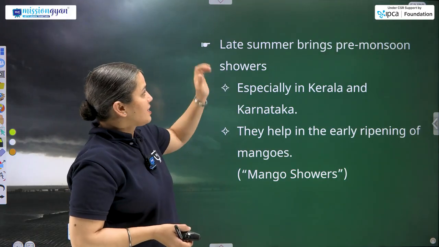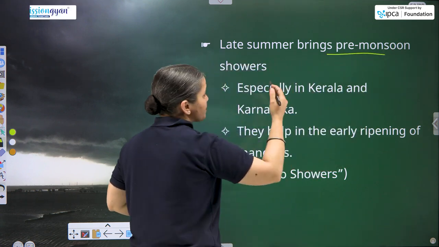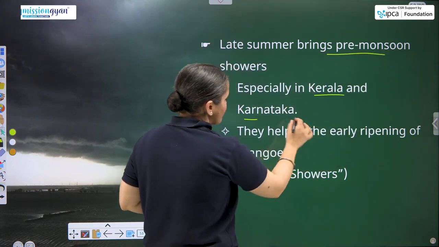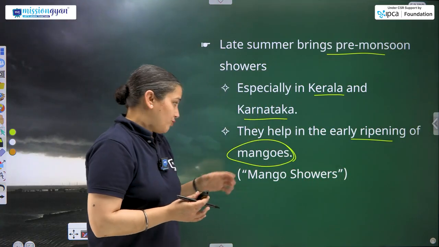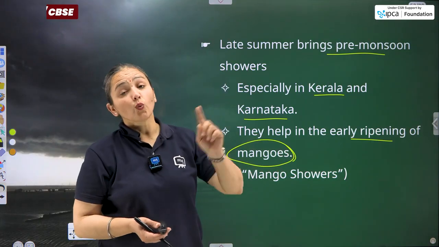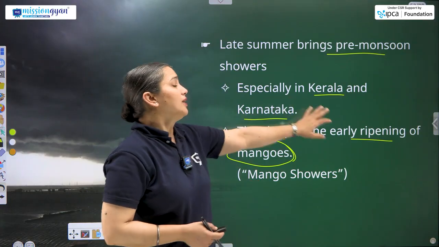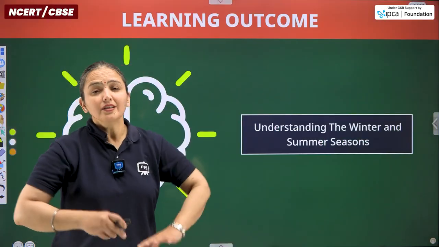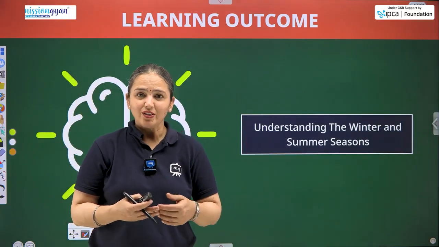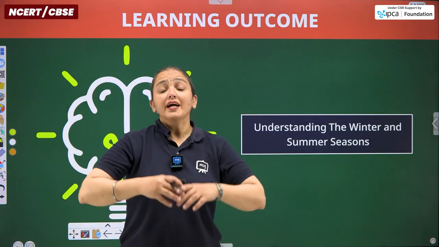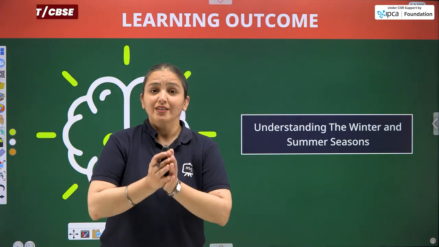For example, late summer brings pre-monsoon showers before the monsoon enters India, especially in the Kerala and Karnataka region. They help in the early ripening of mangoes. So which showers are very good for the ripening of mangoes? They are mango showers. These are experienced in parts of Kerala and Karnataka. So that was all about one of the topics of the chapter, which entirely comprised the seasons. That is all about today's class.